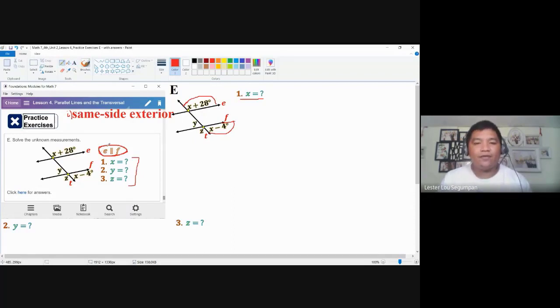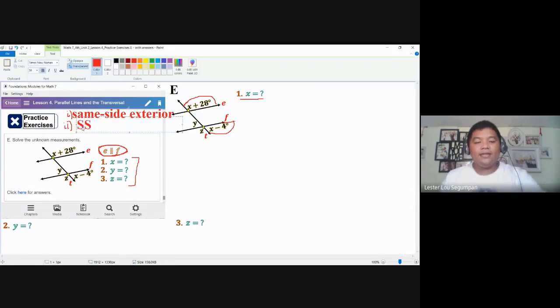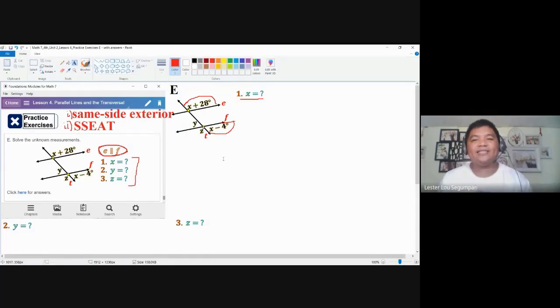And by identifying that they are forming same side exterior angles, by the claim that lines E and F are parallel lines, we can use the relationship of their measurements given to us by the postulate and the theorems. But specifically, we are going to use here the same side exterior angle theorem. Why this? Because we are sure that they are forming same side exterior angles. So we could use the same side exterior angles to come up with an equation.